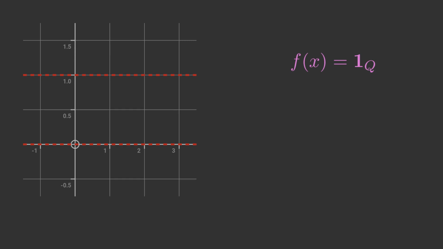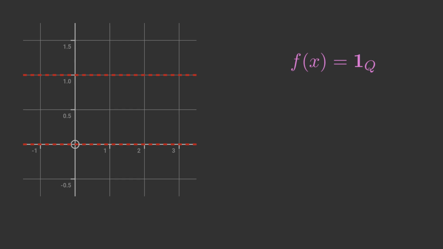We also know that for any two numbers a and b, however close together they are, the interval between them will contain both rational and irrational numbers. This means that the interval between any 2 points must contain a discontinuity. Since no 2 points are connected without a discontinuity, we say that the function is discontinuous everywhere.